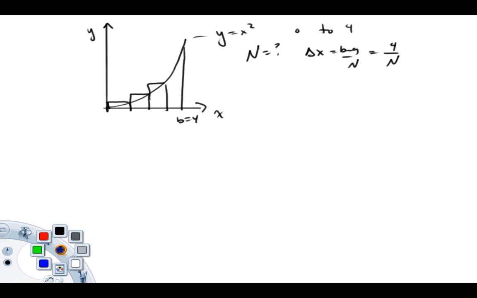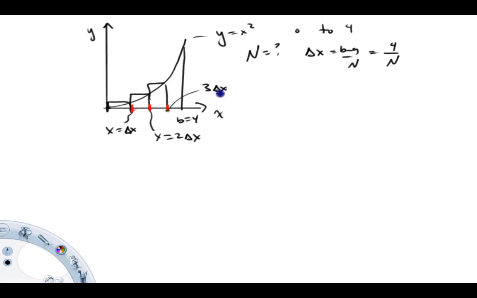Now what I need are these x values here. Let me do this in red. Red here, and the next one I need is here, and the next one I need is here, and so forth. Notice that this is the first rectangle, and this x value is equal to delta x, or let's call it 1 times delta x for a moment. This x value, you see that it's delta x from here to here, and another delta x from here to here is 2 delta x. The third one is 3 delta x, and so forth.